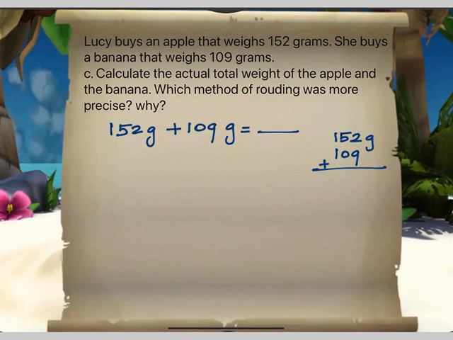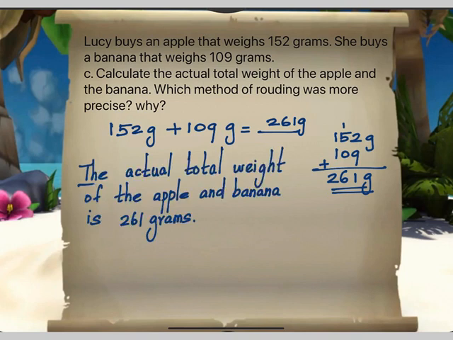So 2 plus 9 is 11, and 5 plus 1 is 6, and 1 plus 1 is 2. So it is 261 grams. So let me write the answer, 261 grams. Let us restate the question. Calculate the actual total weight of the apple and the banana. The actual total weight of the apple and the banana is 261 grams. Period.